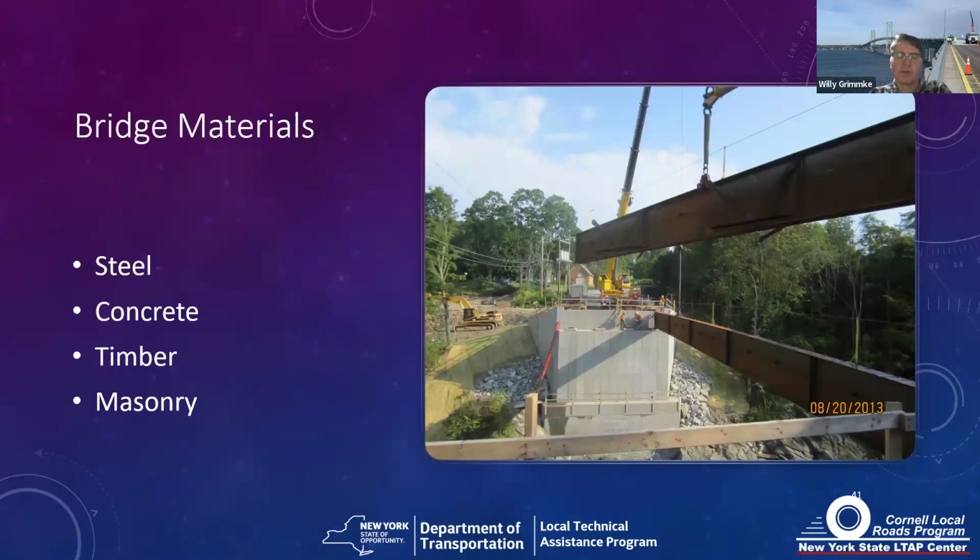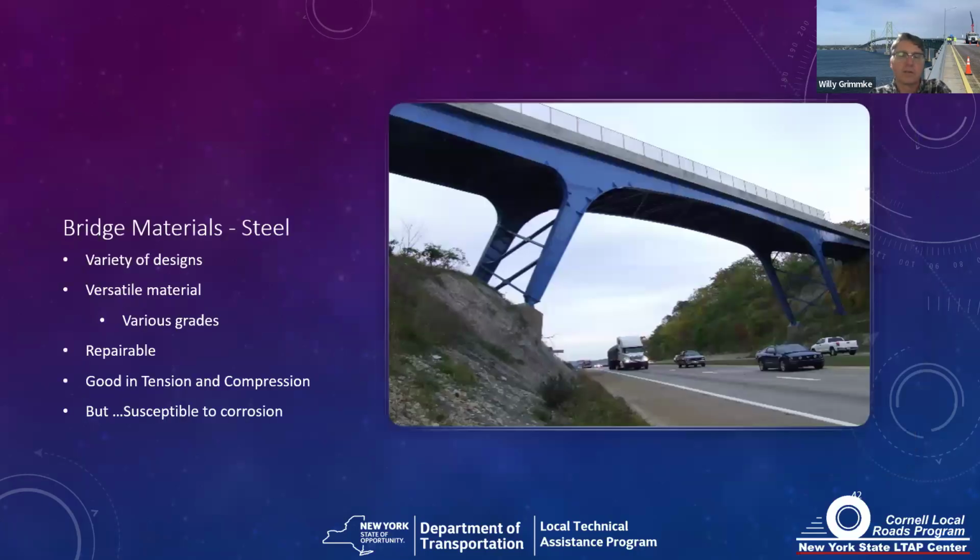So, bridge materials. We build them out of a variety of things, most commonly steel and concrete. We may use timber, which we've used for eons, or we've been using masonry. The Romans built aqueducts and bridges of stone masonry, and some of those are still standing today, over 2,000 years later. And each material has its own advantages and disadvantages.